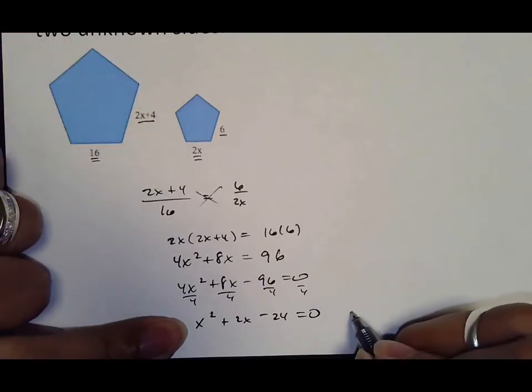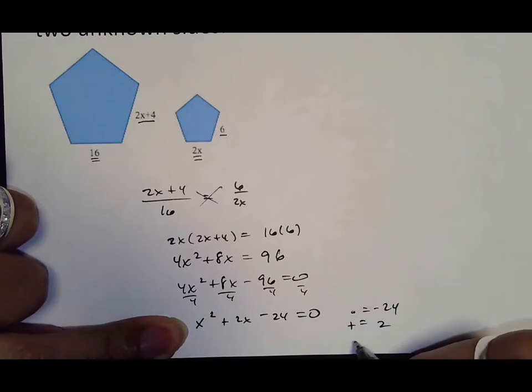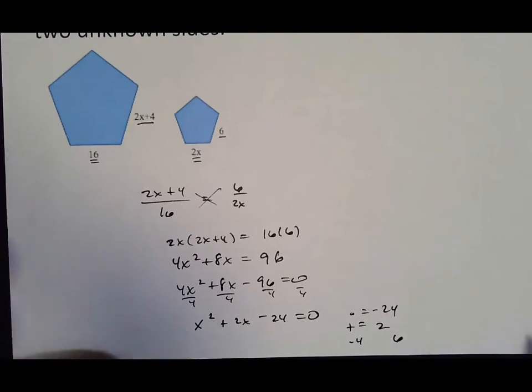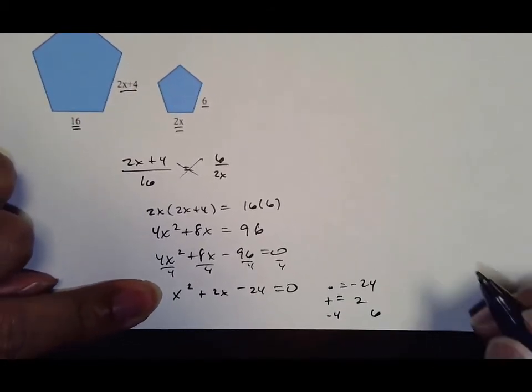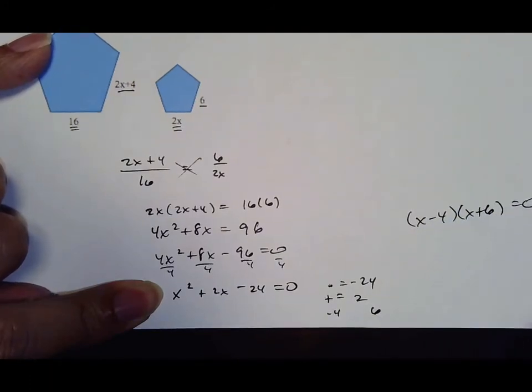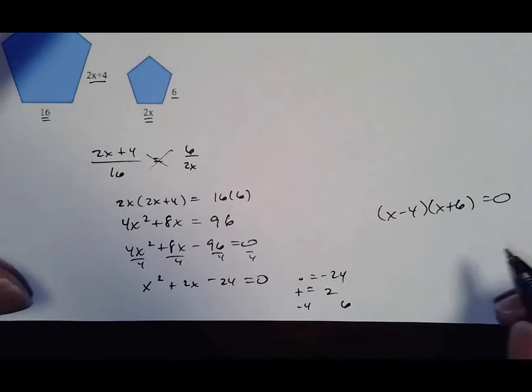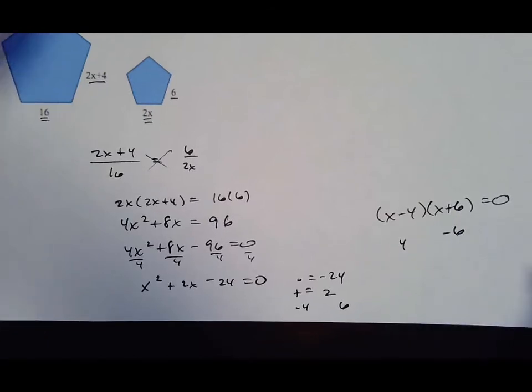Meaning I'm looking for numbers that multiply to be negative 24, add to be 2, which I believe is negative 4, positive 6. Keeping in mind another math trick we've learned, which is since there's nothing attached to x, we can just put those numbers into parentheses. And solving this, if you set that equal to 0, x is 4. If you set that equal to 0, x is negative 6.